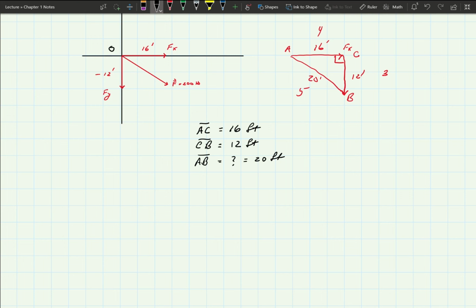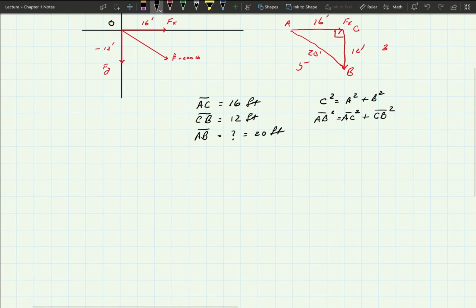But you could also find it by doing this. C squared is equal to A squared plus B squared. Or in terms of what I got up here, AB squared is equal to AC squared plus CB squared, and we'd find that all out once you just do the substitution in there. So either way it'll get you where you're going, and it's important to know that because we're going to use that to verify things.